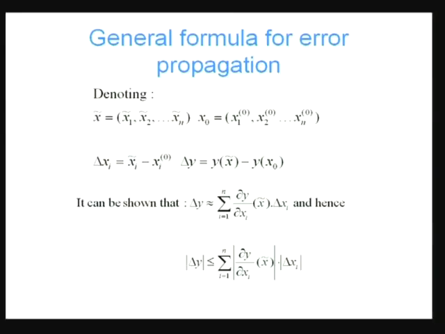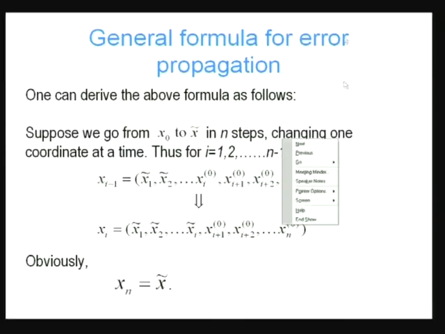It can be shown that delta y is approximately equal to the sum of the partial derivatives of y with respect to the independent variables xi evaluated at the approximate solution x tilde times delta xi. Since that is true, the bound on y must be less than or equal to the sum of the individual partial derivatives times the error in each of the individual variables. That is, mod of delta y is less than or equal to sigma i equal to 1 to n mod of del y del xi evaluated at x tilde times mod of delta xi. This result again we get from our previous lecture where we talked about the error bounds on sums.